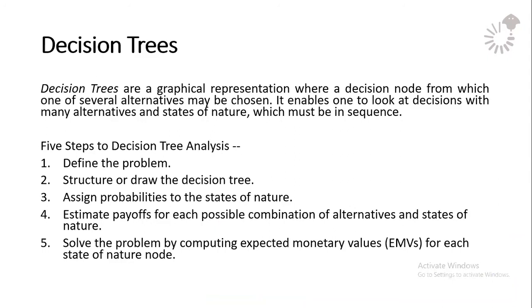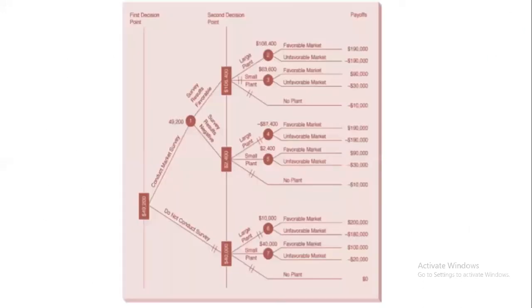Moving on with decision trees. Decision trees are graphical representations where a decision node is the point from which one of several alternatives may be chosen. It enables one to look at decisions with many alternatives and states of nature which must be in sequence. So steps in decision theory analysis: define the problem, structure or draw your decision tree, assign probabilities to the states of nature, estimate the payoffs for each possible combination, solve the problem by computing the EMV for each state of nature. Basically, decision tree is similar with what we have done earlier, though yung mga ginawa natin kanina is in table form. Decision tree is in this form, graphical representation.